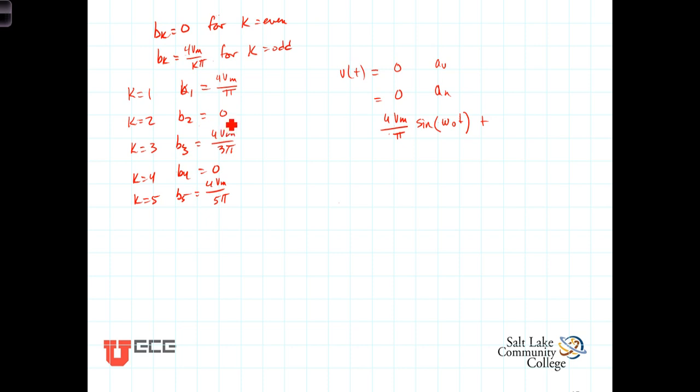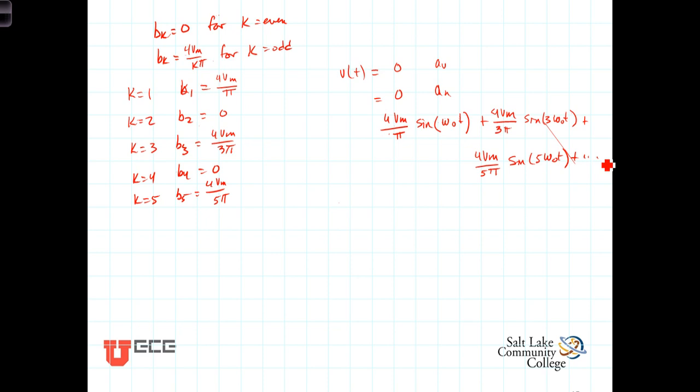plus when k equals 2, it's going to be a 0 times the sine of 2 omega naught t. Then the next non-zero term is b sub 3, or k equals 3. So I'll have then plus 4 v sub m over 3 pi times the sine of 3 omega naught t, plus this last one here, 4 v sub m over 5 pi times the sine of 5 omega naught t plus, and it just goes on forever.